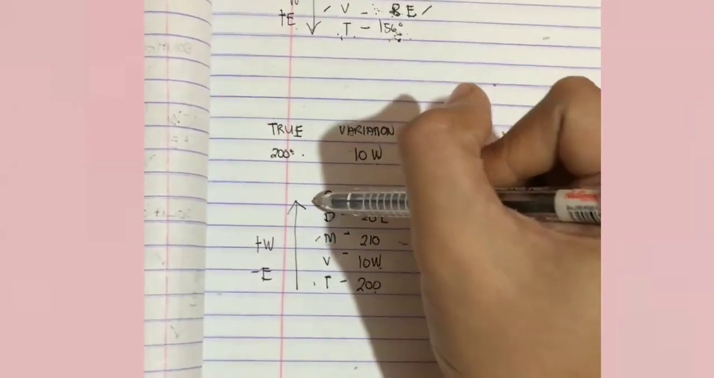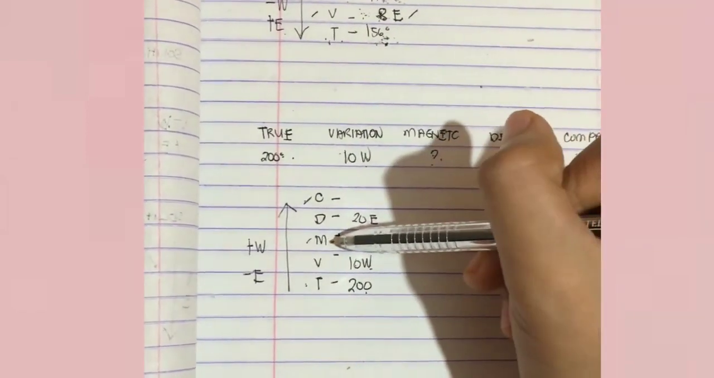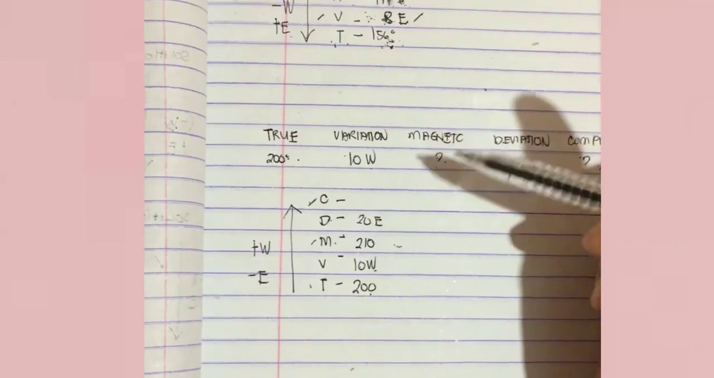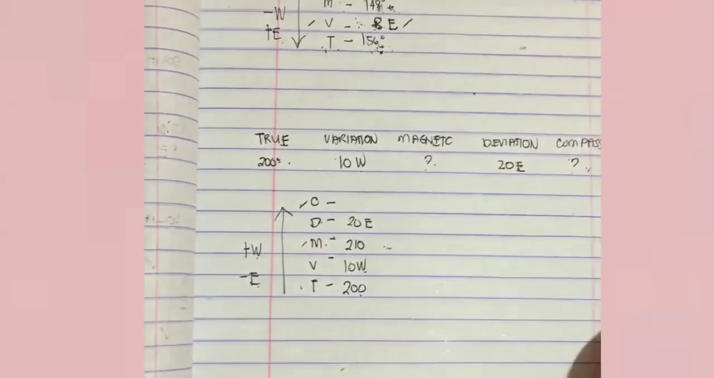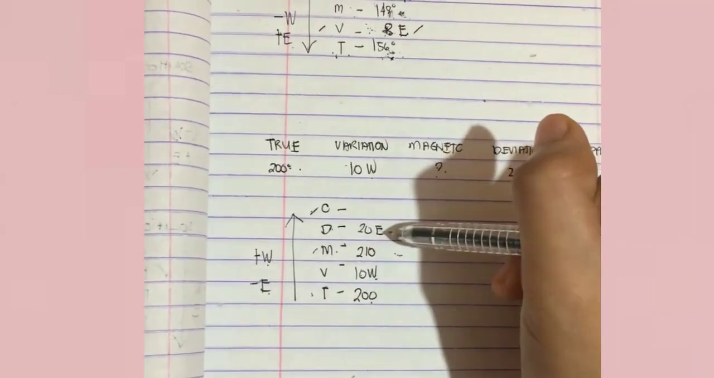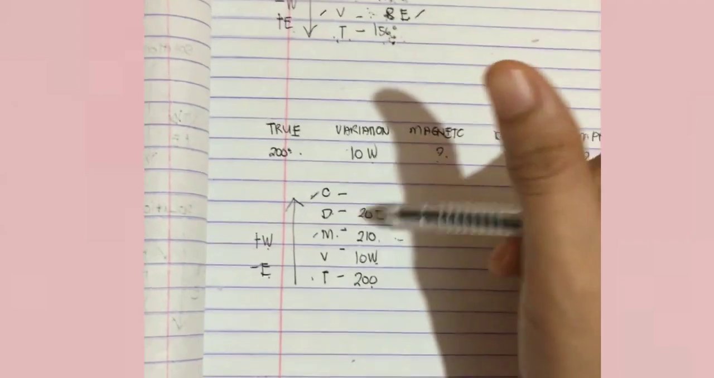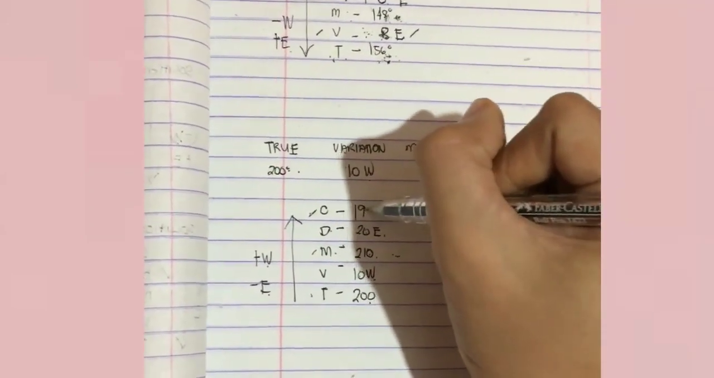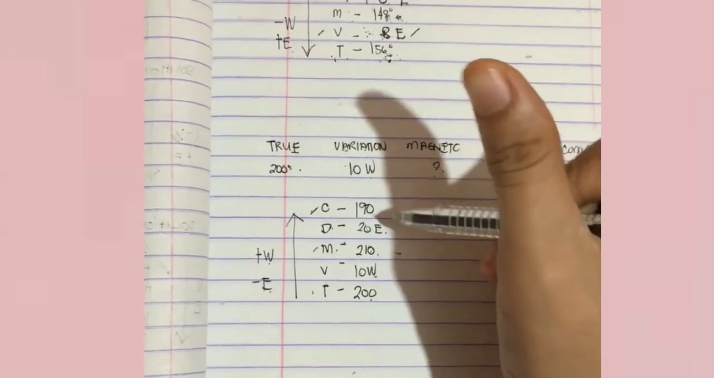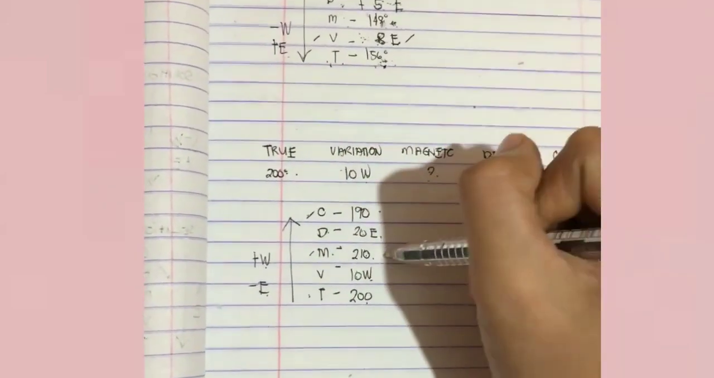This time, what is the value of our compass north? We should use the magnetic and the deviation. Still the same rule, add westerly and subtract easterly. Since this is east, we should subtract 210 and 20. So 210 minus 20 is 190. So this will be the value of our compass north.